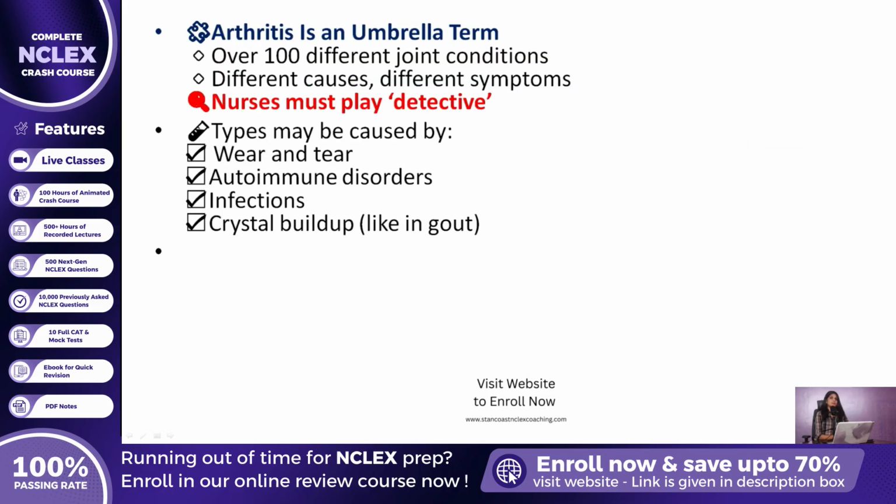But here is where students often get confused. Arthritis is not just one disease. It is an umbrella term that includes over 100 different types of joint conditions. Some types are caused by wear and tear, others by your immune system going rogue, and a few by infection or crystal buildup. So as nurses, we have to be detectives, because not all arthritis looks the same.